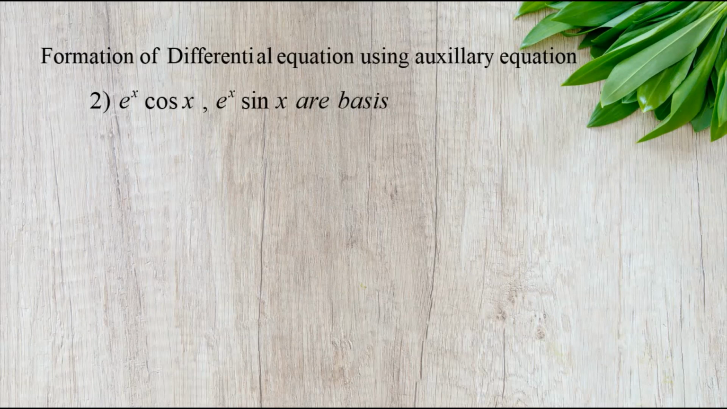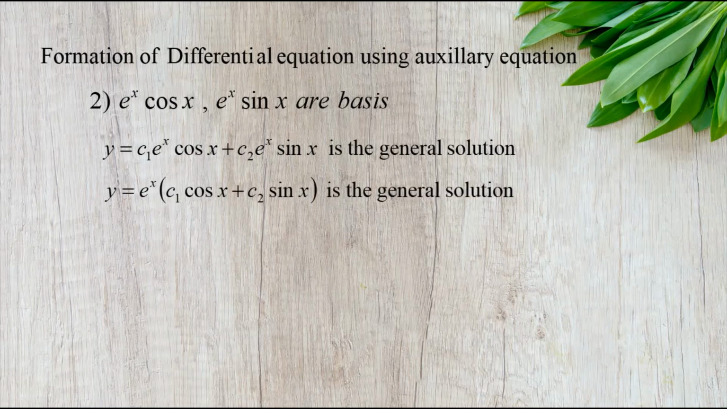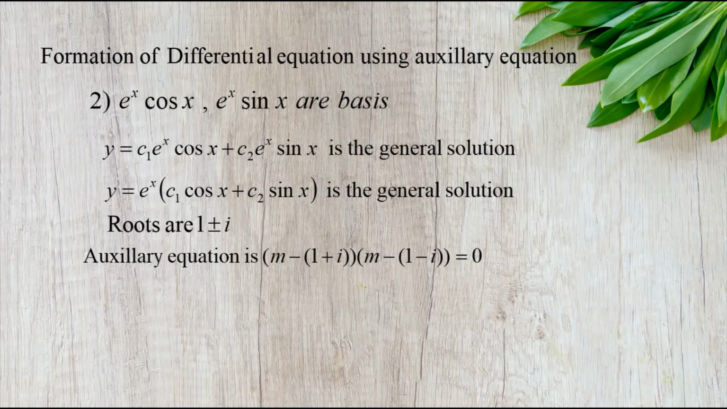Next problem, these are the bases, and you know the linear combination is the general solution, C1 e^x cos x + C2 e^x sin x, and from these two terms e^x is common. So this will be the general solution, but this is a complementary function whose roots are 1 plus or minus i, and thus we can write the auxiliary equation as (m - 1 + i)(m - 1 - i) = 0, because upon solving this equation we get 1 plus or minus i as the roots.